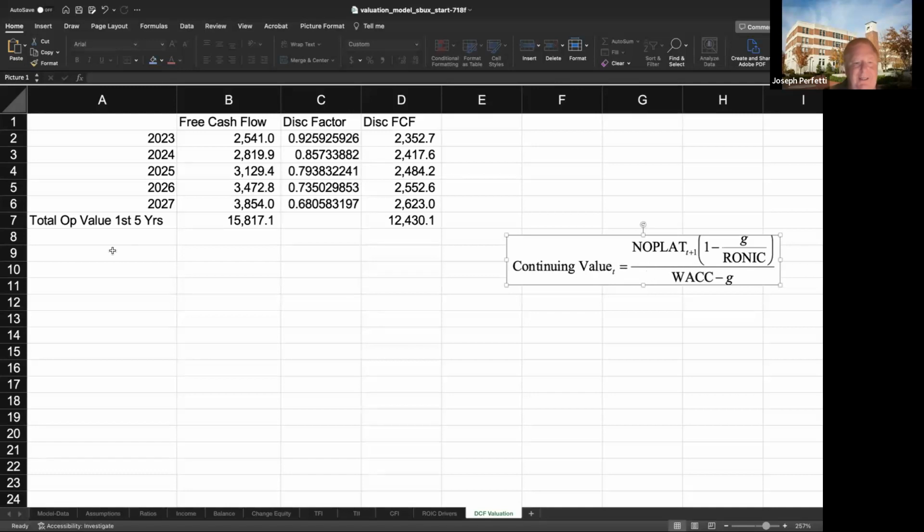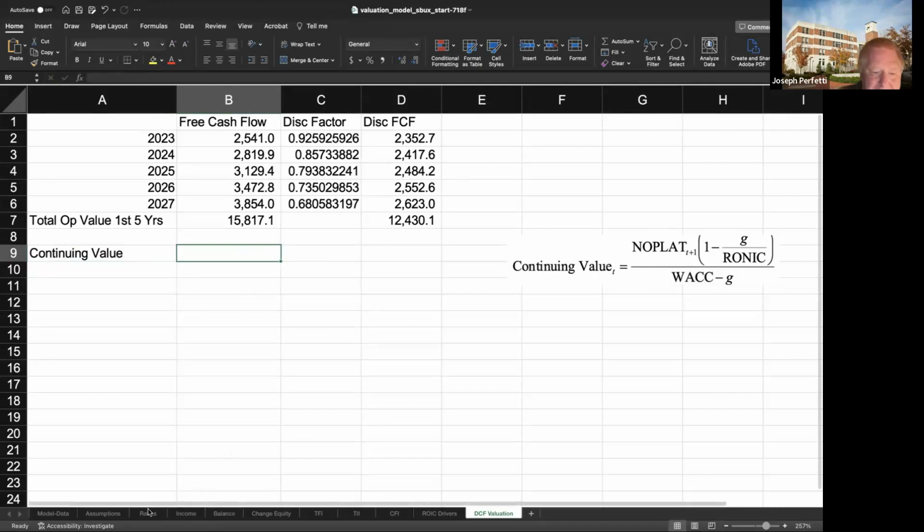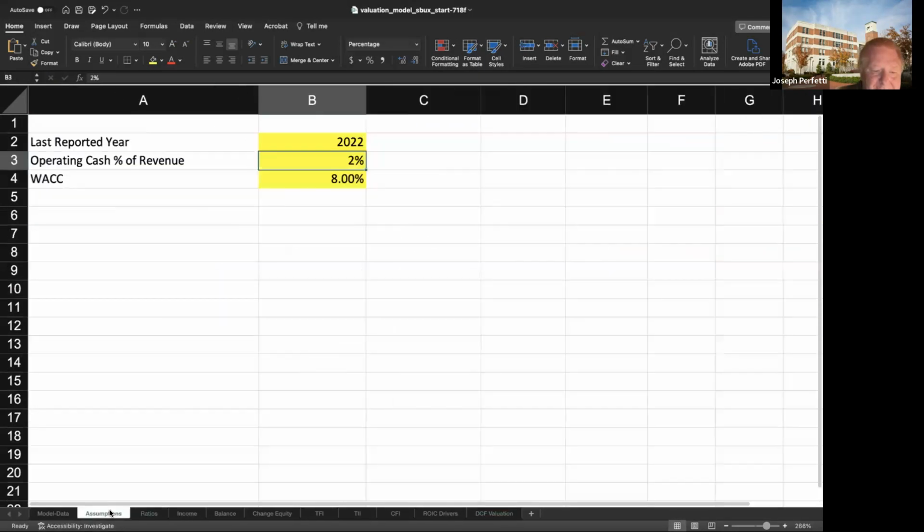Okay, so here's the idea. What we're going to do is create a continuing value for Starbucks, which is basically cell B9, with those 4 values. We need a NOPLAT, we need a G, we need an ROIC, and we need a WACC. Because those numbers could change in the future for continuing value, I'm going to put them on the assumptions tab and use this to build that formula.